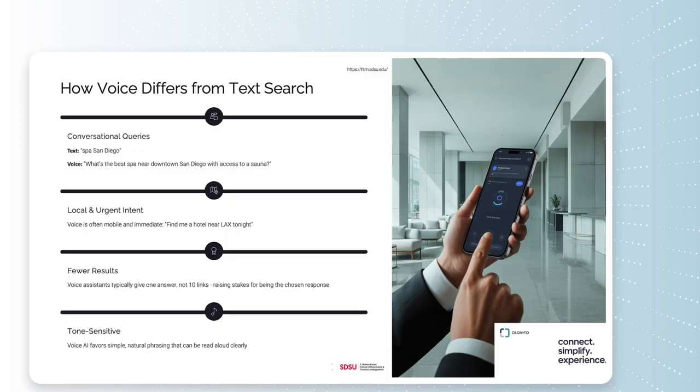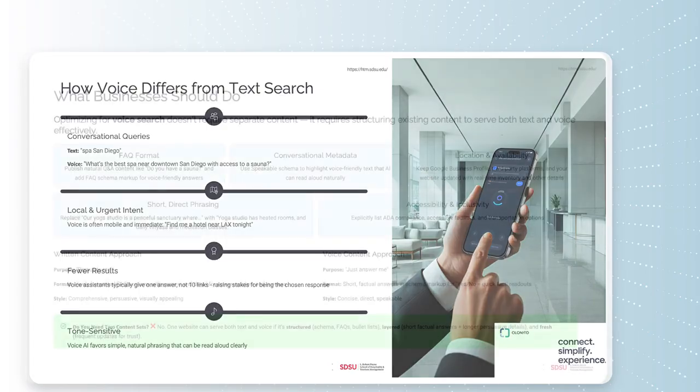Local and urgent. Voice is often mobile and immediate. "Find me a hotel near LAX tonight." Fewer results. Voice assistants typically give one answer, not 10 links. This raises the stakes for being the spoken choice. And tone sensitive. Voice AI favors simple, natural phrasing. Forget marketing fluff. It needs clear facts it can read out loud.